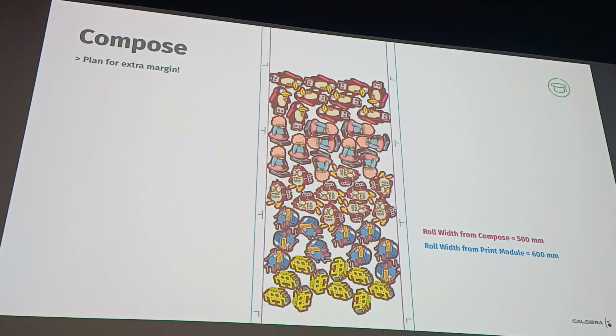So this is what I'm explaining here. As you can see here, in blue you have the roll width from the print module, which is, for instance, 600 millimeters. And inside you have the roll width from Compose, which is 500 millimeters. So in this example, I did like 50 millimeters from each side of extra margin in order to place the cut marks later on, as you can see. So this is, I would say, kind of a drawback when working with Compose, because you need to plan for this extra margin. You will see later when using Nestomatic, you don't have to plan for extra margin. This will be dynamic and this will be automatically applied from the print module.